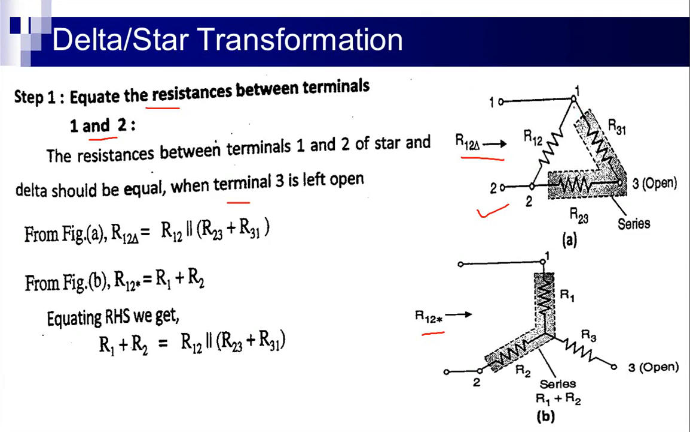So for figure A, R12 for delta connection, so I have written 1, 2 and a triangle is shown, means this is the resistance for delta connection. So R12 delta is equal to R12, and this R12 is parallel to the series connection of R23 and R31 because these are connected at terminal number 3.